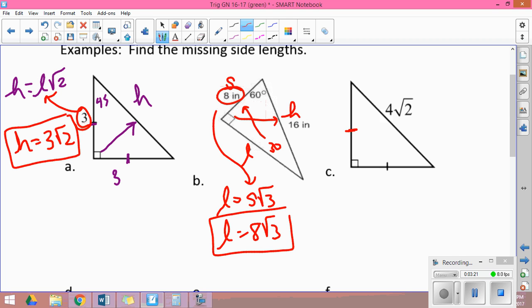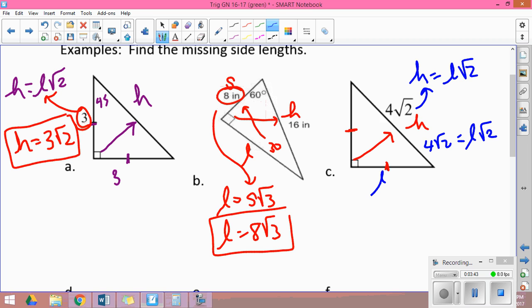I have another 45-45-90 because I have another isosceles triangle. I know the hypotenuse. Hypotenuse is the leg times the square root of 2. So this time I'm subbing in over here because I know the hypotenuse. So I have 4 square roots of 2 equal the long leg times the square root of 2. And remember, these are the legs, they're the same. Divide by the square root of 2. Those cancel, and the leg is 4.